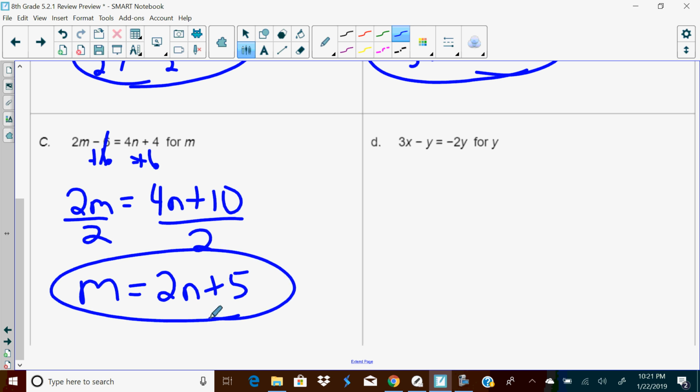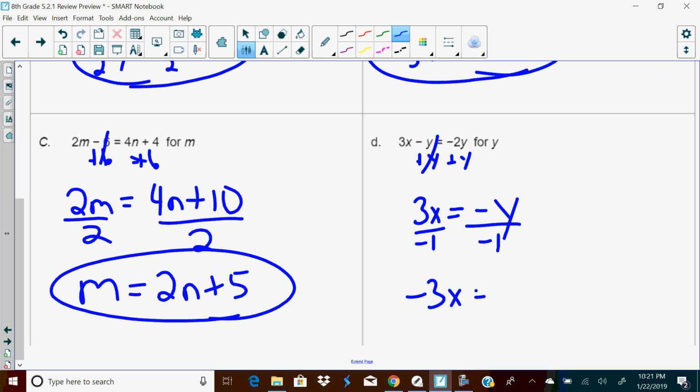And for D, I'm solving for Y. So I'm going to add Y to both sides. So I get 3X equals negative Y. Divide by negative 1. So I get negative 3X equals Y. Or Y equals negative 3X.